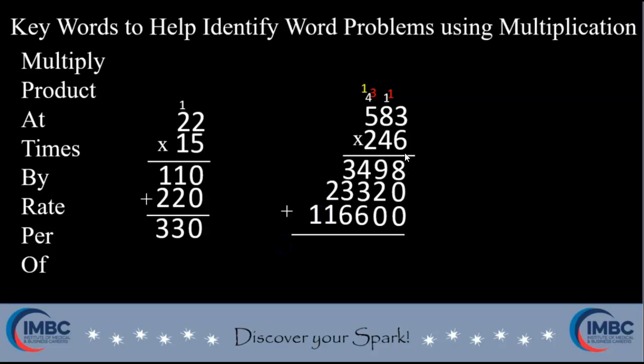We do the addition. 8 plus 0 is 8. 9 plus 2 plus 0 is 11. We carry the 1. 1 and 4 is 5. 5 plus 3 is 8. 8 plus 6 is 14. We carry the 1. 1 plus 3 is 4. 4 plus 3 is 7. 7 plus 6, 13. Carry the 1. 1 plus 2 is 3, plus another 1 is 4. And we bring down the 1.